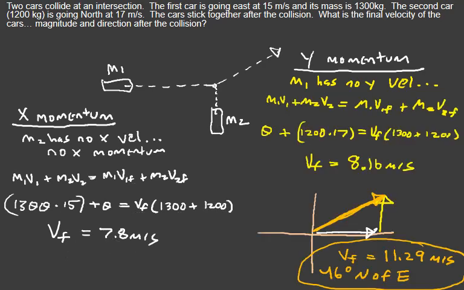Now in the y, for car 1, there's no y velocity, so this is 0. And we have our mass times the velocity. We can factor out v final. And so we get 8.16 meters per second. That's the V final in the Y, and this is V final in the X. And we get our X and Y velocities, and we get the resultant as 11.29 meters per second, 46 degrees north of east.